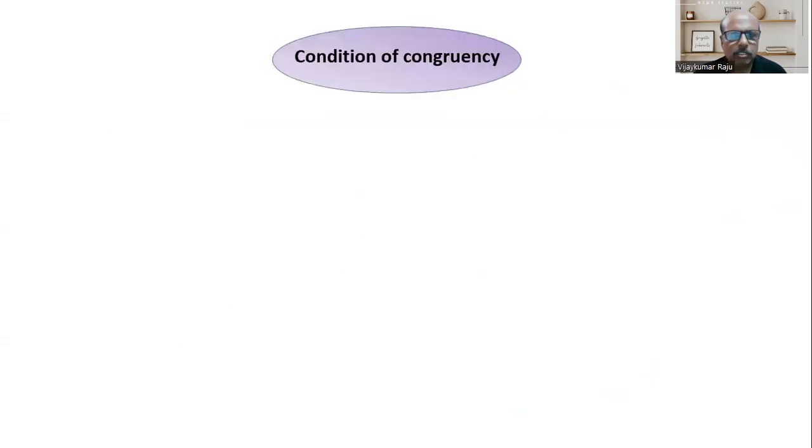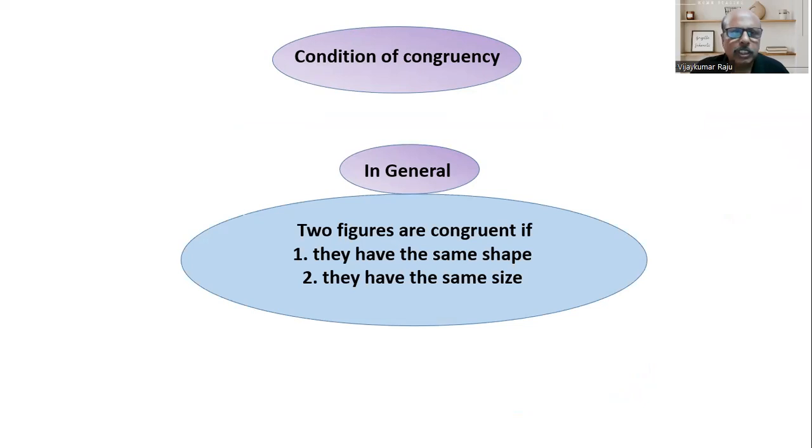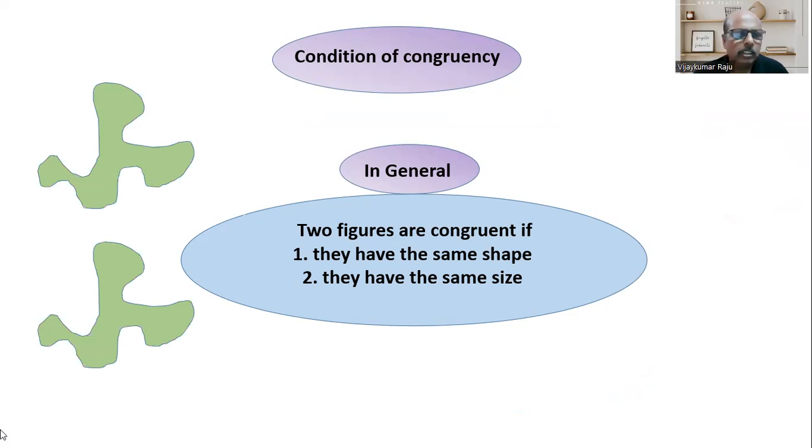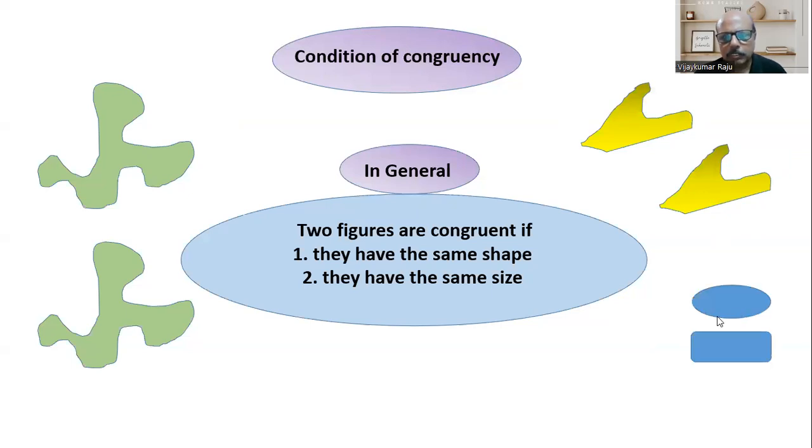Now let us see conditions of congruency in general. In general, you can say two figures are congruent if they have the same shape and the same size. So now look at this figure. They look the same shape. Look at this figure. They have the same shape, same size also. See this. Shapes are different. They're not congruent.